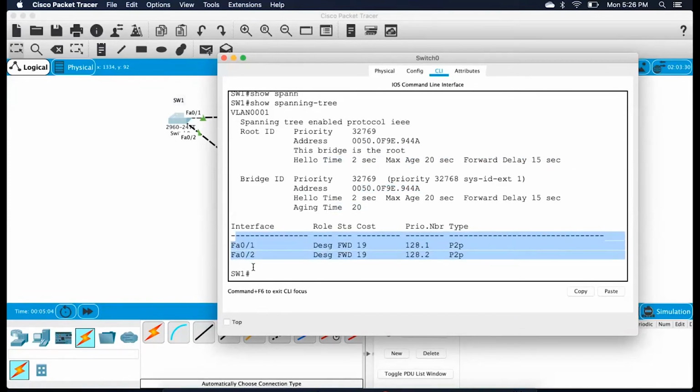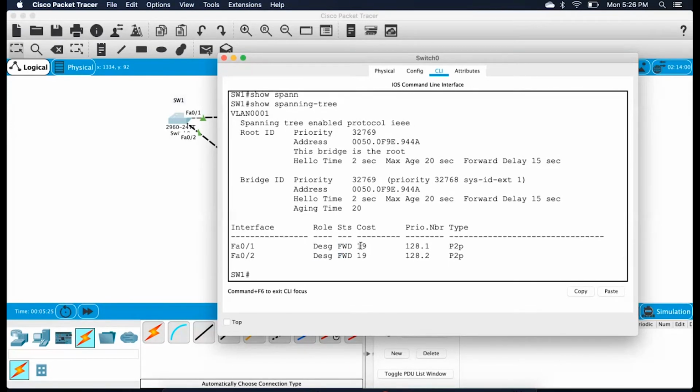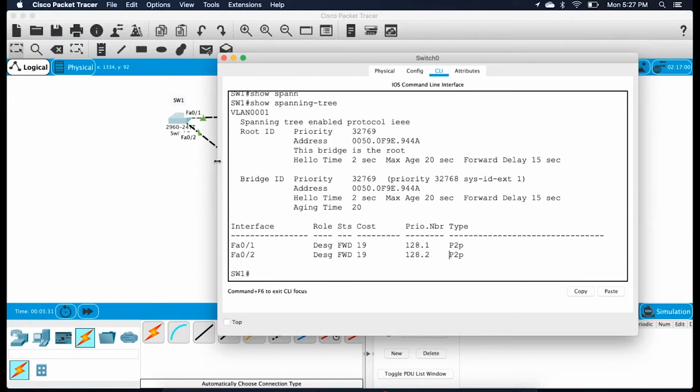So you have FA0/1 and FA0/2 in place. As I told you, all the ports of the root bridge will always be in designated mode. They will never be blocked. So the status of that specific interface is forwarding, and forwarding mode. The cost is 19 and 19. You can ignore the priority and type for now. That's none of your concern as of now. So this is what the detail is.